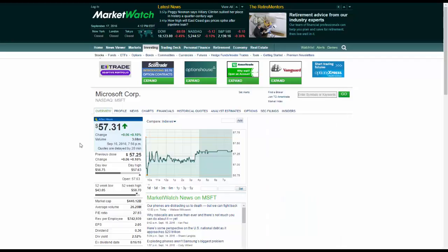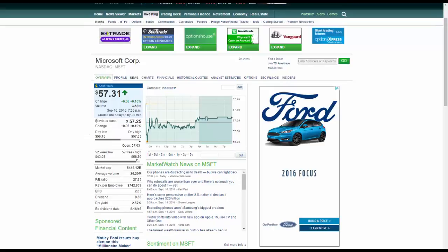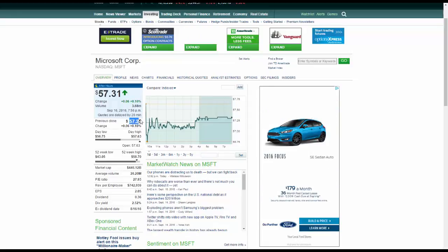You also see a few other important factors here, such as the previous close and the change, so that day's change from the previous day's closing price. It looks like on the 15th of September, Microsoft closed at $57.25, and on the 16th of September, it closed at $57.31, which is up 6 cents a share, or 0.1%.